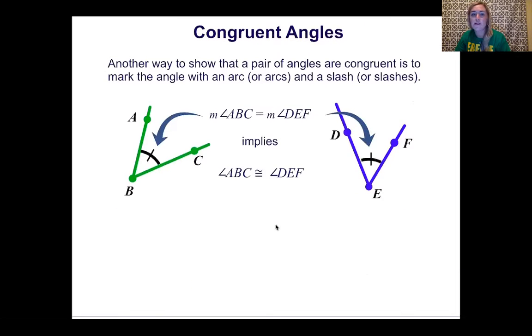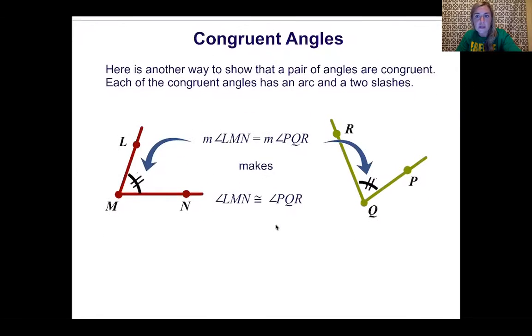So another way to show that a pair of angles are congruent is to mark the angle with an arch and a slash, which is what we have in this picture. So if you look right here, it's marked with an arch and a slash. And right here, it's marked with the exact same arc and the exact same slash. And that is how we know that they are congruent.